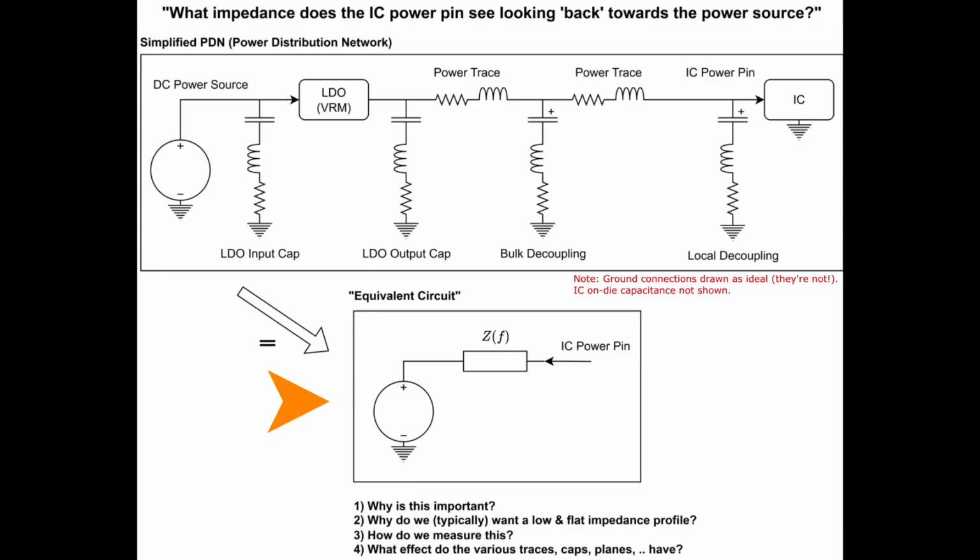Once we've measured this impedance profile of the power distribution network and replaced it with its equivalent circuit, we get an impedance versus frequency plot. This is important because it then shows us what the equivalent series resistance is between the power source and the IC power pin at a certain frequency.